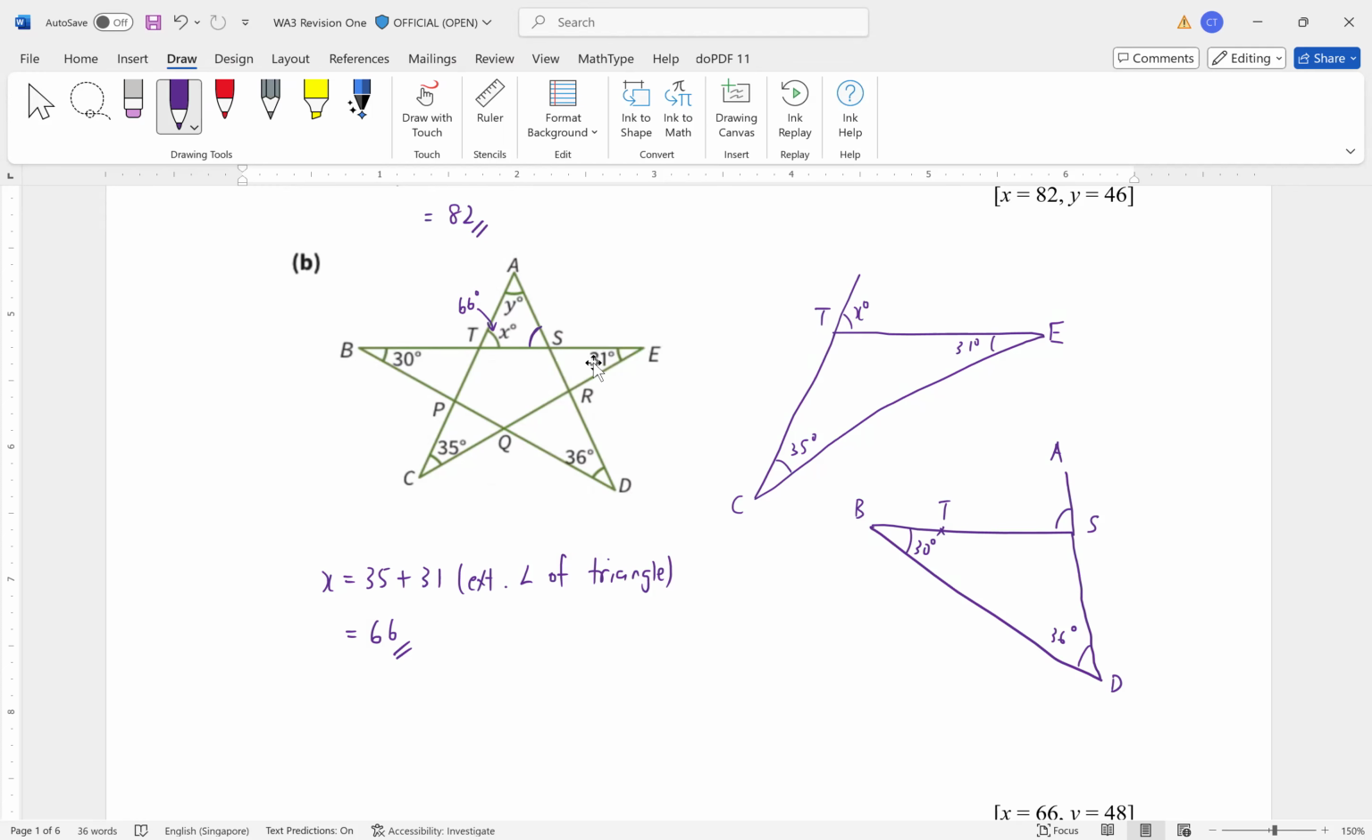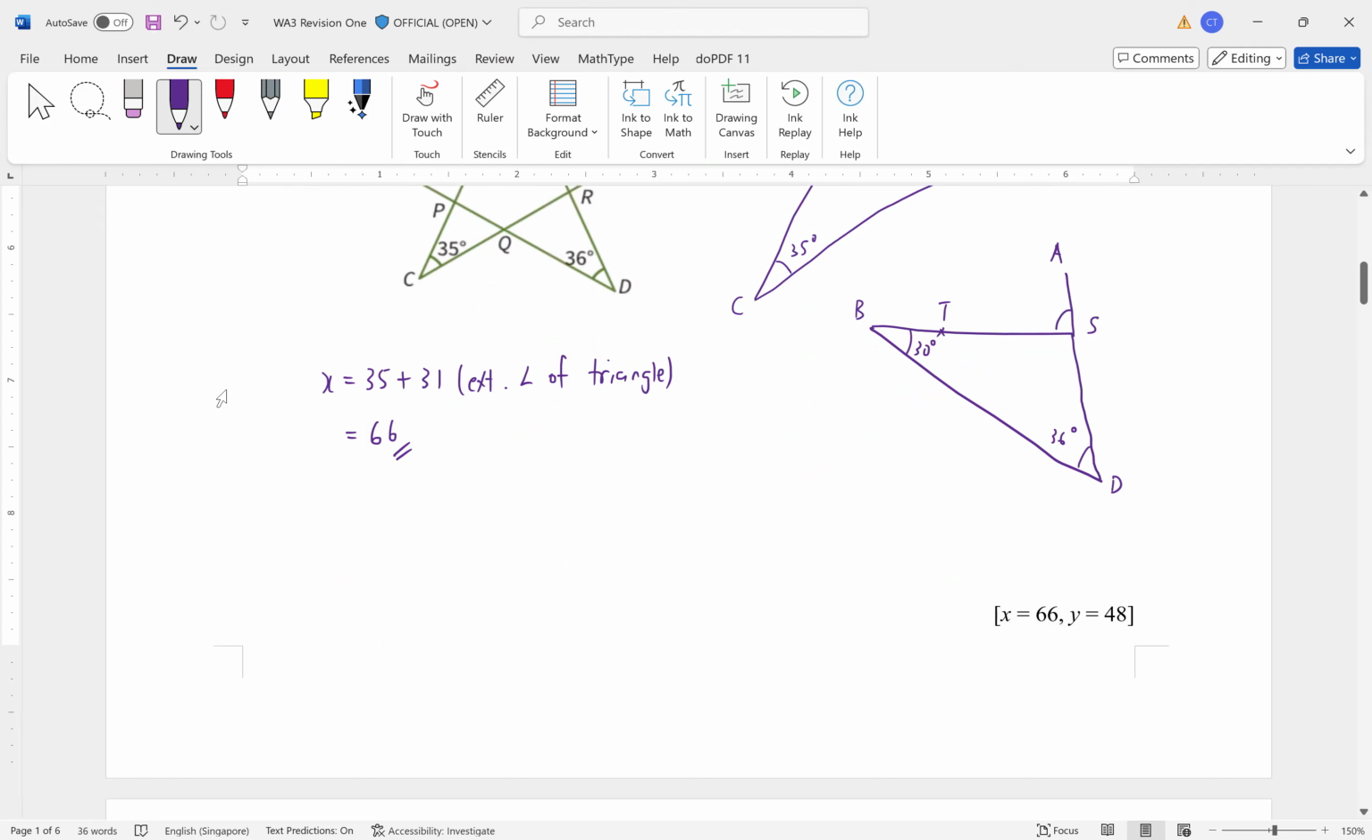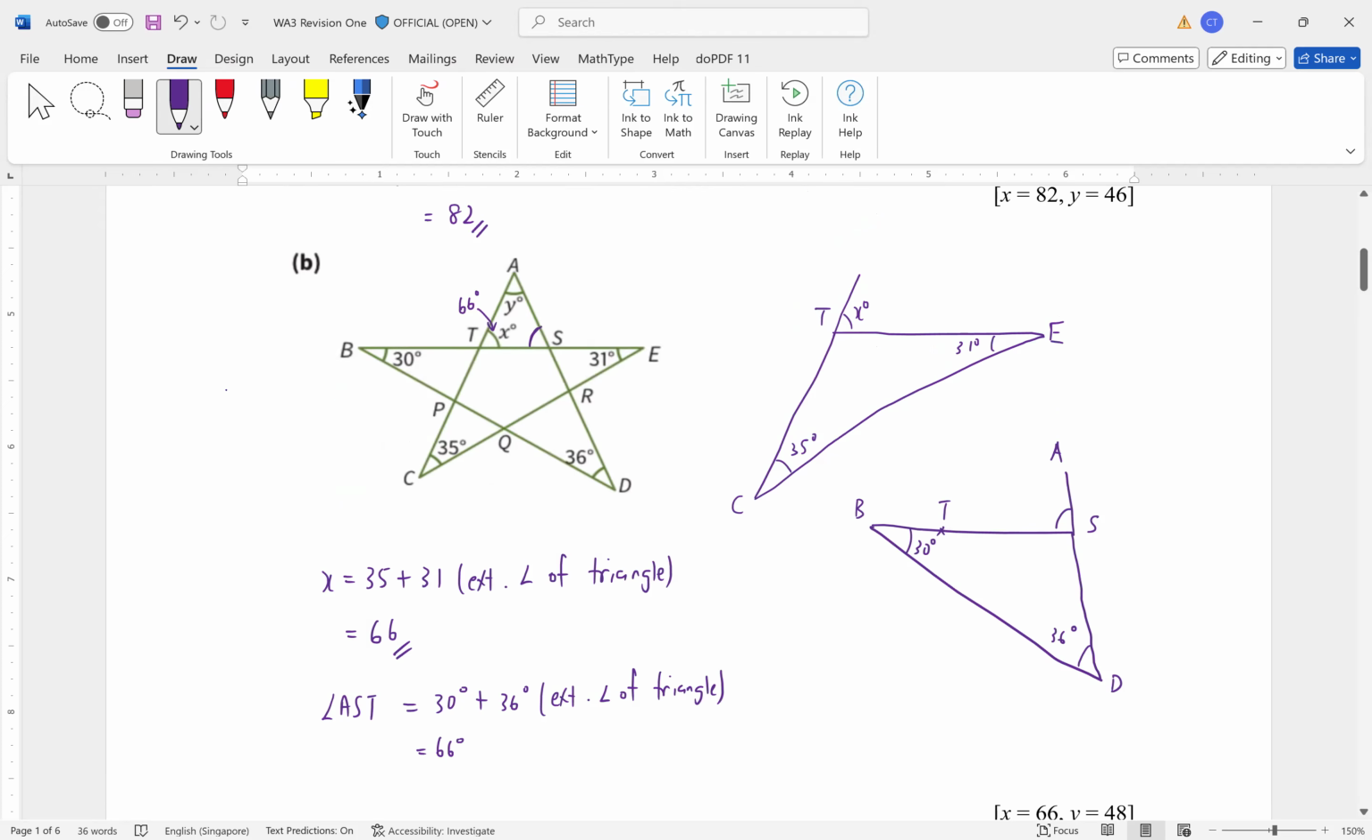Okay, so let's do that. Okay, so angle AST. So always write your reasons properly, okay? Okay, present your work clearly. It will be 30 plus 36. Okay, also equals to 66 degrees. So this one is an exterior angle of triangle, right? Okay, so this angle also happens to be 66, but it's usually not like this, okay?